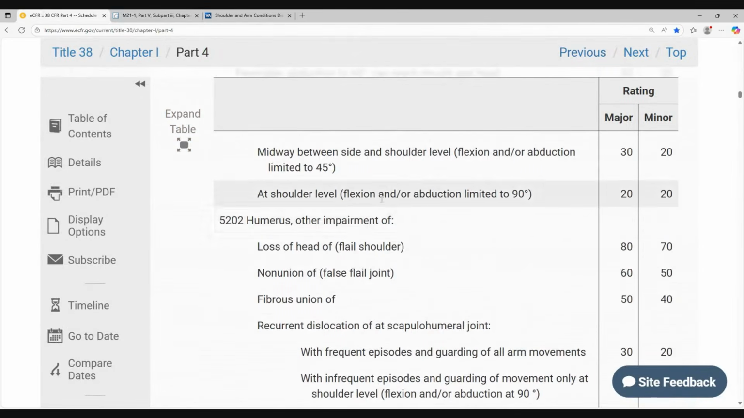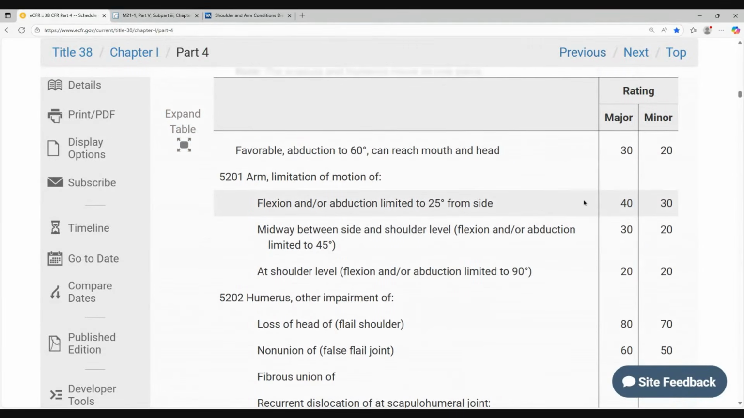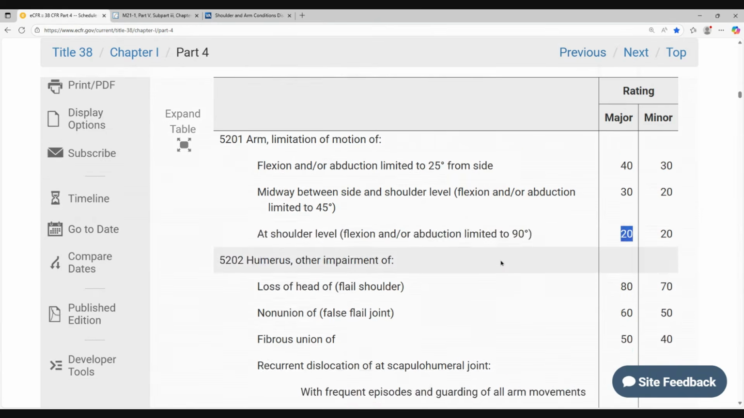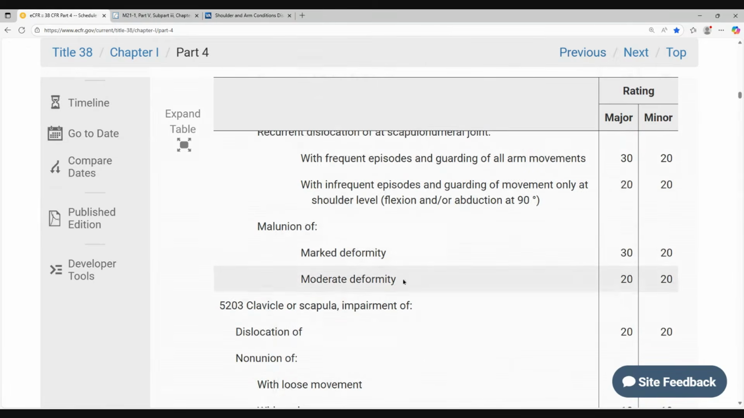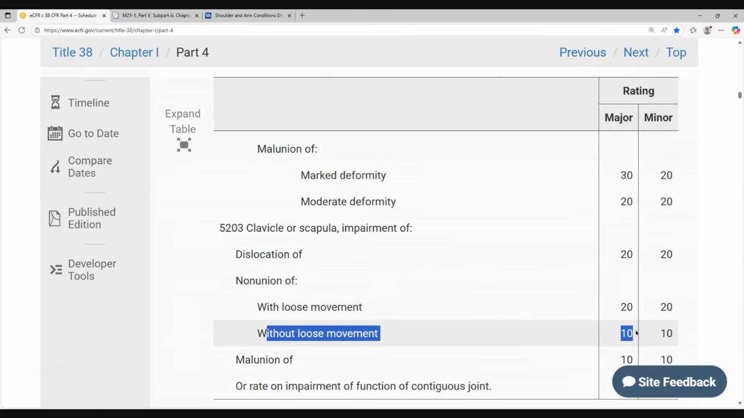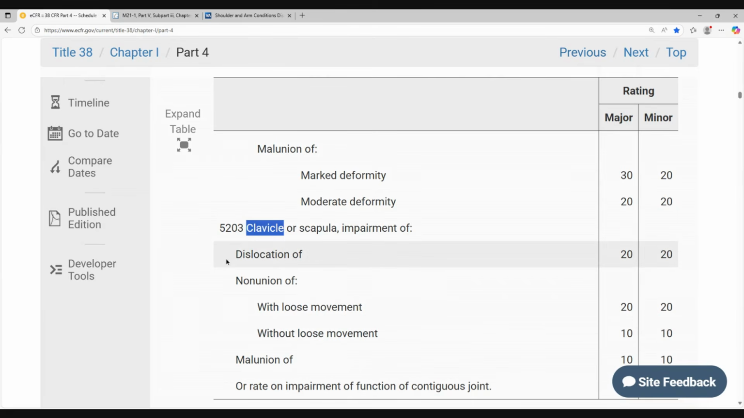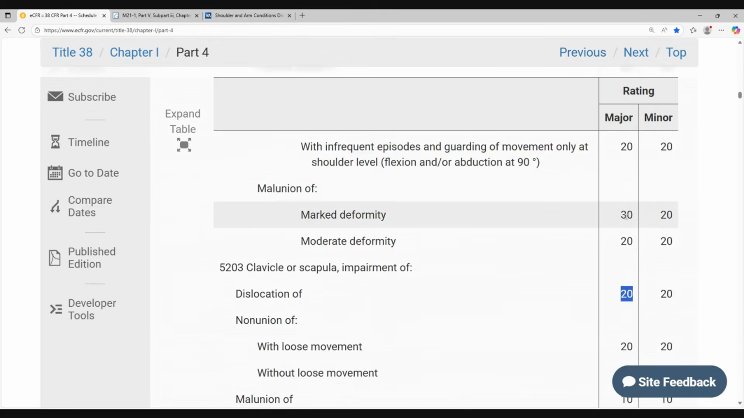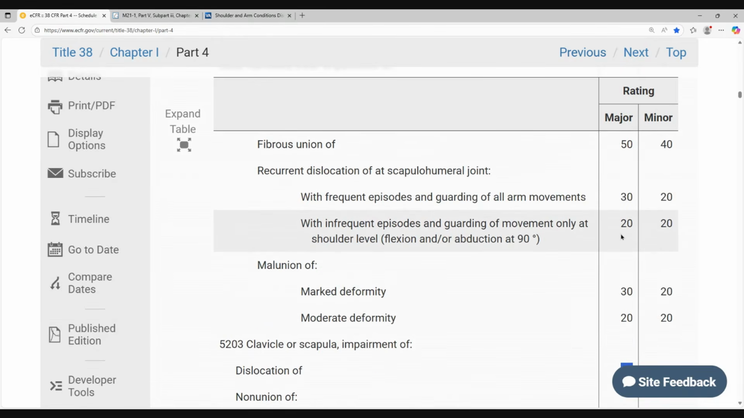So if that was the fact pattern, then you could get, let's say you just had a painful shoulder, 20%. Well, then you could also get, if you had malunion with moderate deformity, a separate 20%. And then let's say your clavicle had dislocation with non-loose, you could get 10%. Let's just do dislocation of the clavicle. You could get an additional 20%. So 20, 40, 60% just for your one arm.